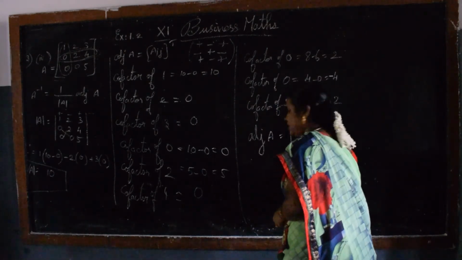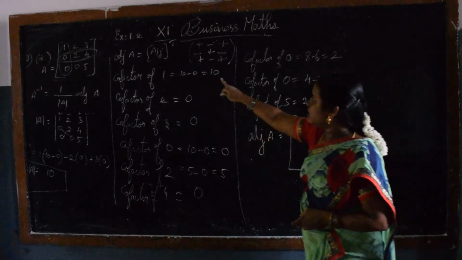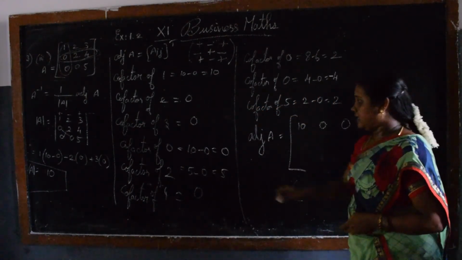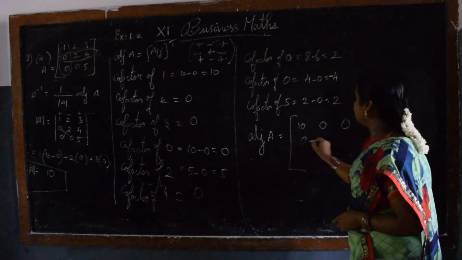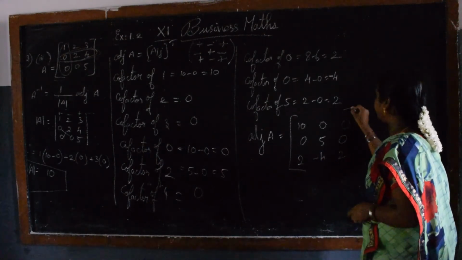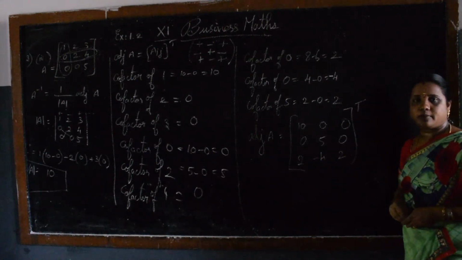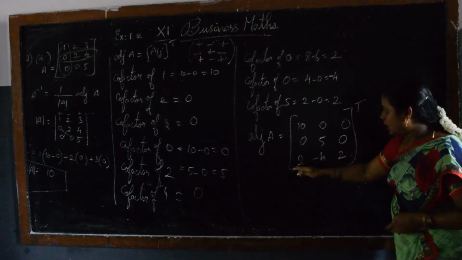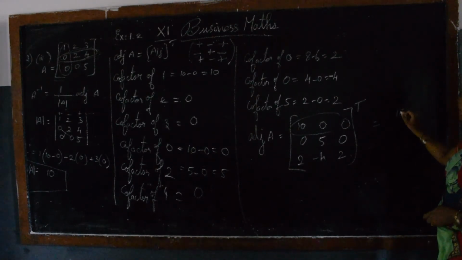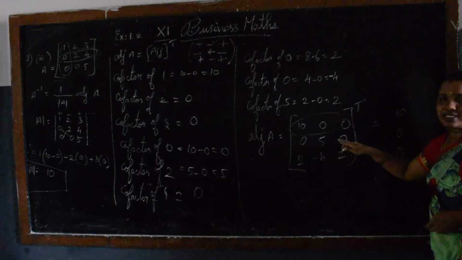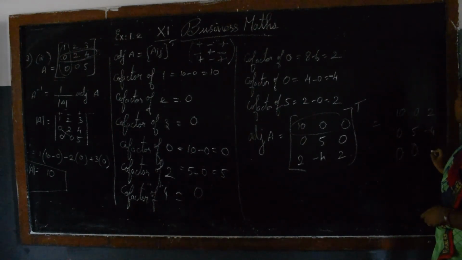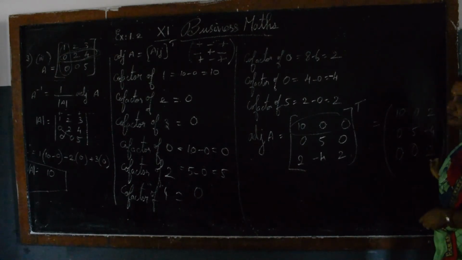Now you have to take the transpose. Adjoint of A values matrix. What is the answer? First row 10 0 0. Next is 0 5 0. Last row is 2 minus 4 2. Take the transpose: columns become rows, rows become columns. So the answer: 0, 5, 0. Third row 2 minus 4, 2. This is the answer for adjoint of A.